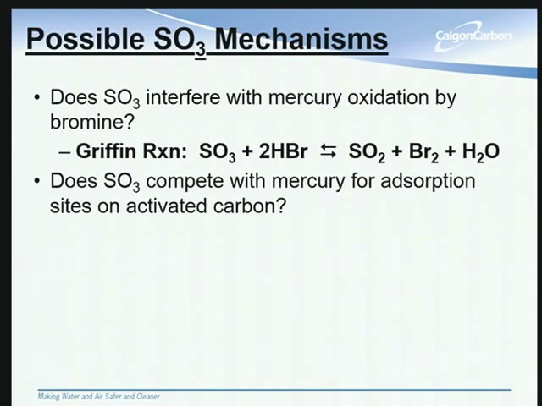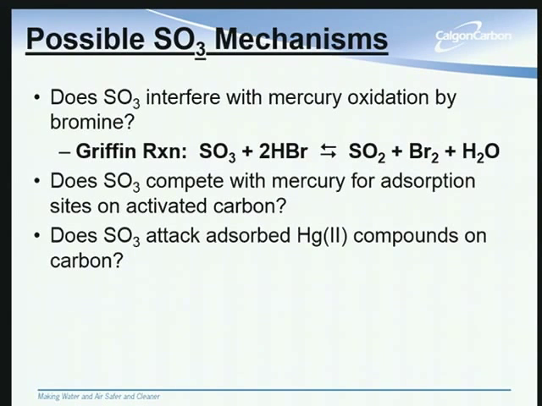Does SO3 simply compete with mercury for the same adsorption sites on activated carbon? This is the hypothesis most often put forth. After all, activated carbon is known to readily absorb sulfuric acid. Or does SO3 attack adsorbed mercury 2 compounds already on the carbon?